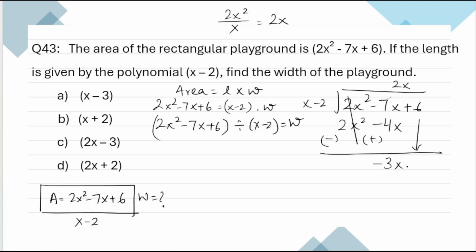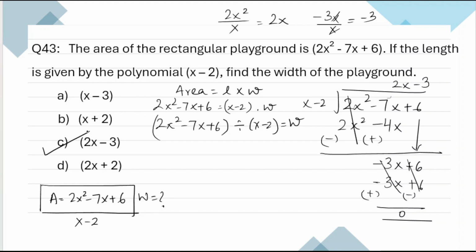Bring this plus 6 down. Now, negative 3x divided by x, it gives me negative 3. So, my next term in the quotient is negative 3. Negative 3 multiplied by x is negative 3x, and negative 3 multiplied by negative 2 is plus 6. Change the signs. Cancel. Remainder is 0. So, my answer is 2x minus 3. So, the correct option is option C. So, that is the width of the playground.